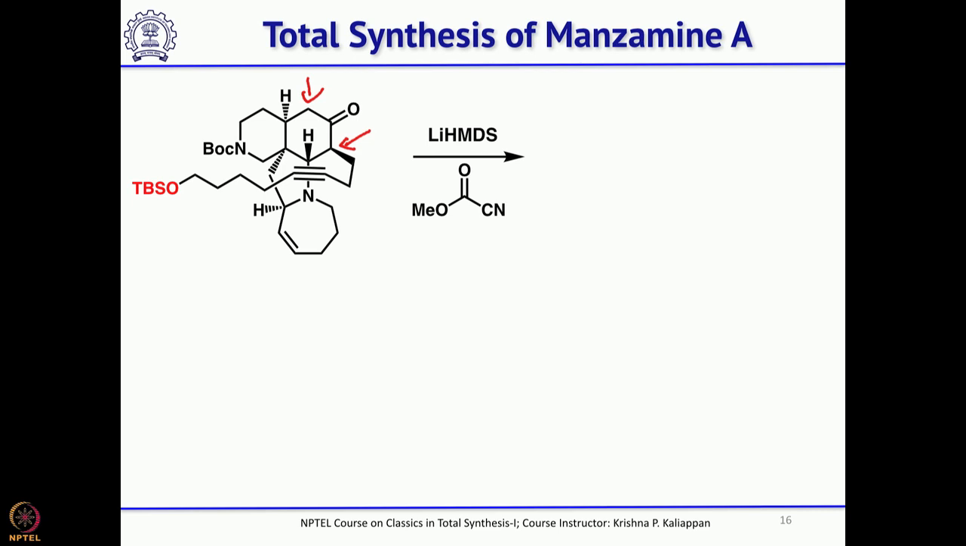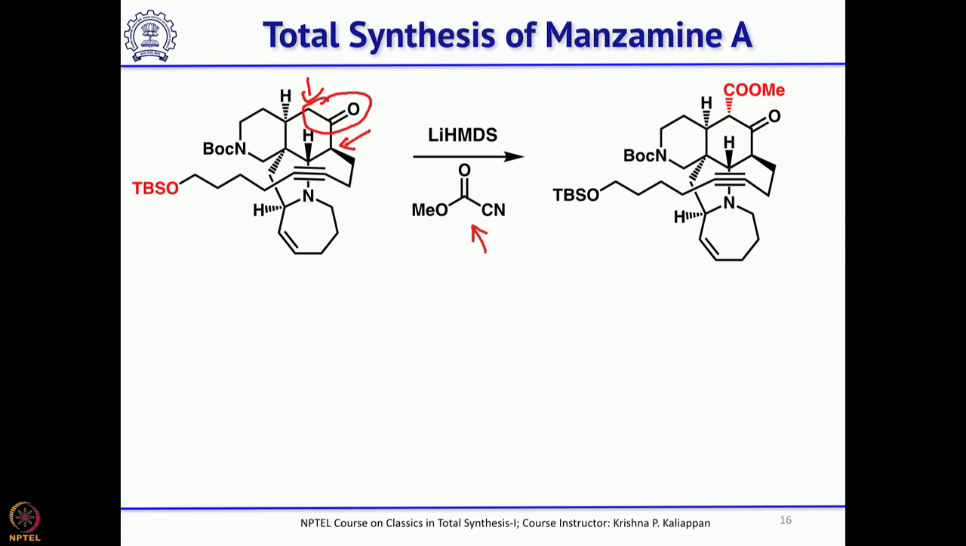So what he did, he treated with lithium hexamethyldisilazide, which will generate the enolate here, okay? And then quench with Mander's reagent. Mander's reagent is a reagent which is used for introducing an ester group next to a ketone. So the ester was stereoselectively introduced. Okay. Then, as I said, you also have to introduce a hydroxyl group here.